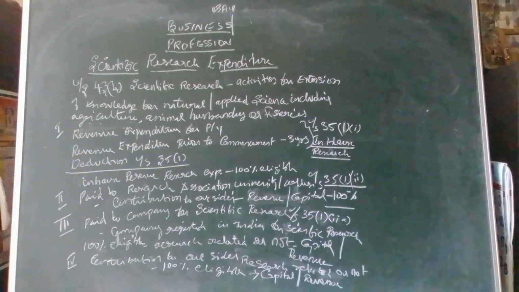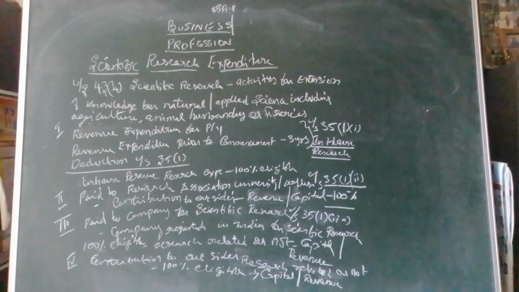What is the purpose of stressing this point of 100%? Because previously we had the condition that for a certain type of research 200% was eligible, and for some other category 150% was eligible, for the purpose of promoting research and development. Whereas now it is revised: the amount spent is 100% fully eligible as deduction.